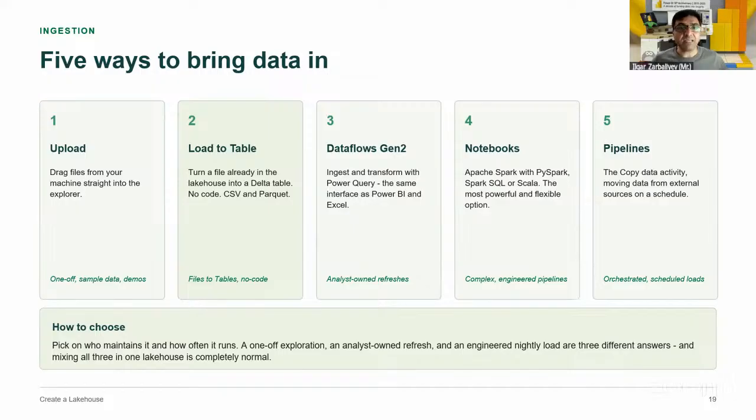Five, Data Factory pipelines. The Copy Data activity, pulling from external sources on a schedule with orchestration around it. This is your answer when data lives in an operational database or a SaaS application and has to arrive reliably every night. And the framing for choosing is in the box, not which is best. Ask who maintains it and how often it runs. Mixing several of these in one lakehouse is completely normal.